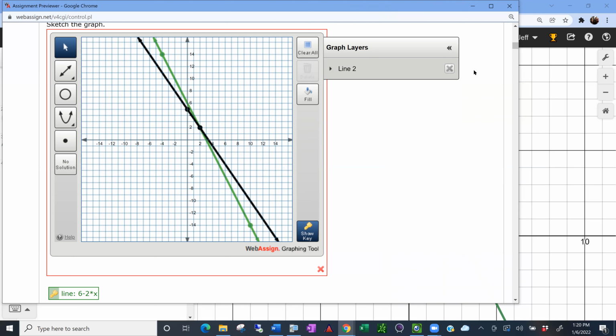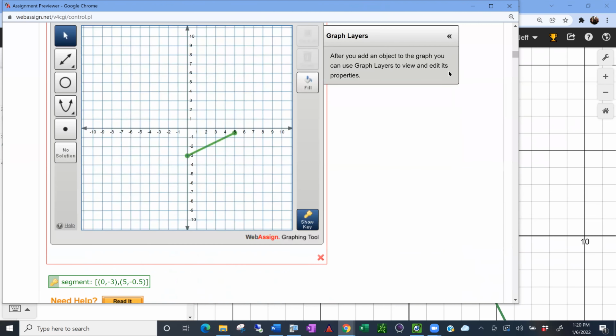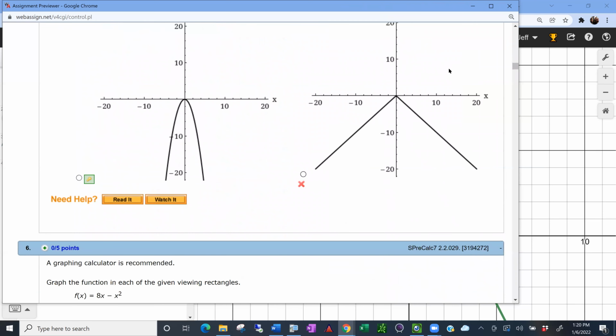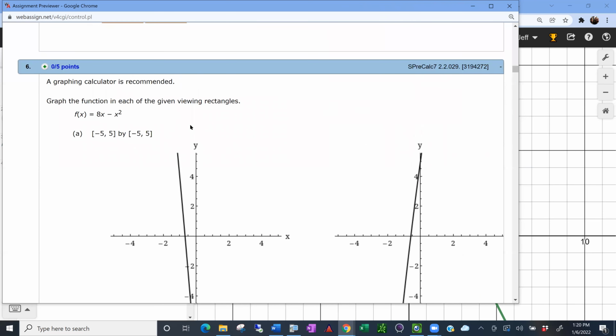Okay, so kind of a quick little thing for you working with WebAssign. Let's keep going and look at a few more things and tricks about graphing. One of the types of problems that you're going to be asked to deal with is something like this, where they're going to give you a function and they're going to give you different viewing windows and say, all right, what's the graph that's going to be represented by this viewing window?